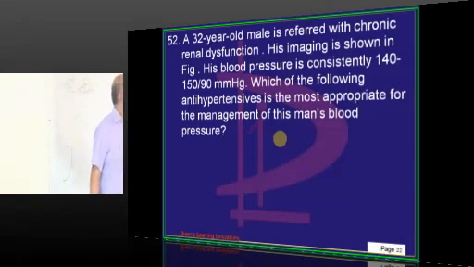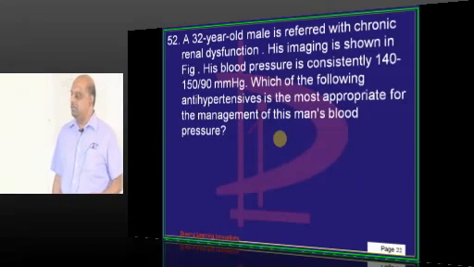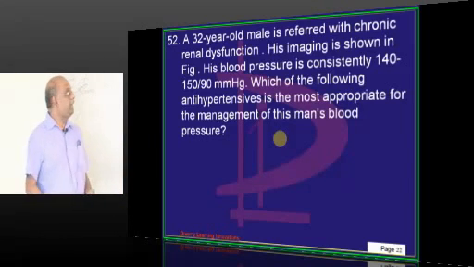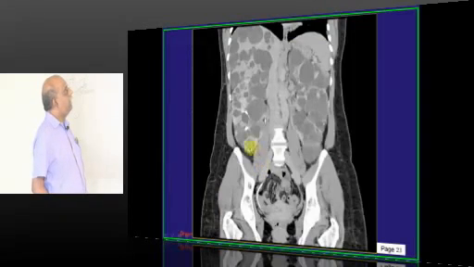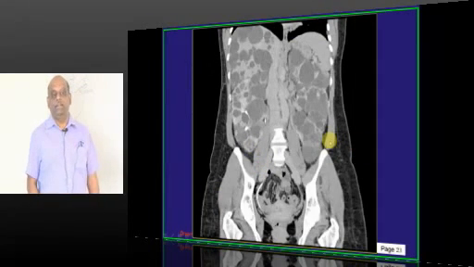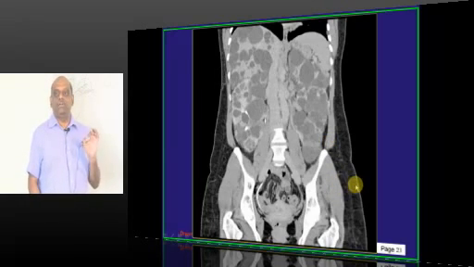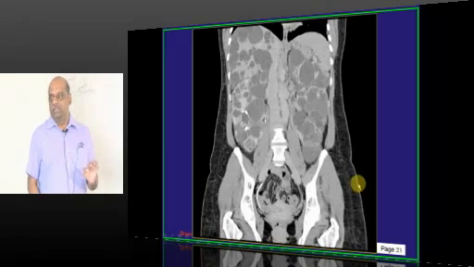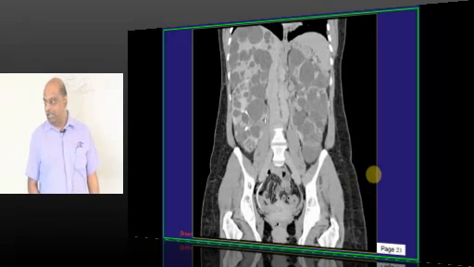A 32-year-old with chronic renal dysfunction, and his imaging is shown in the figure. So what do you find? Polycystic kidney disease. So what is the antihypertensive of choice in a patient with polycystic kidney disease so that you can decrease the progression of the renal deterioration is a very important question.